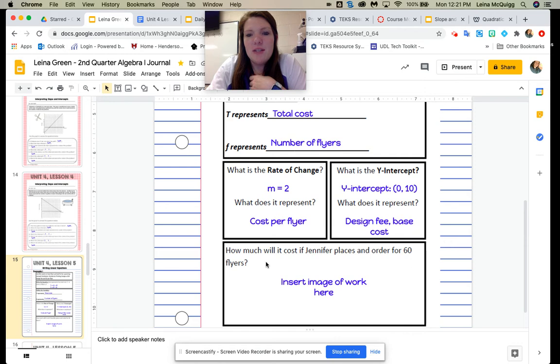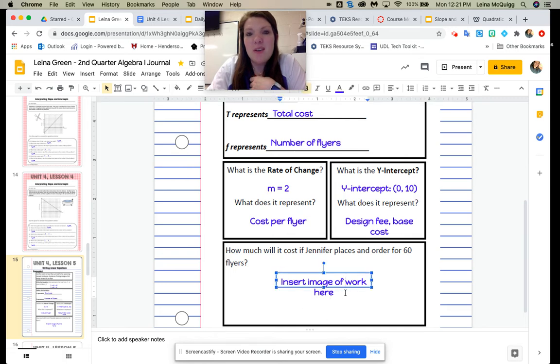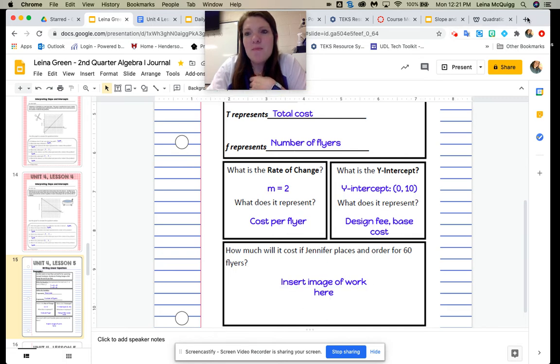All right, so this last question says, how much will it cost if Jennifer places an order for 60 flyers? So you're going to put a picture of your work here. But this is one way we can do this. Let me open up my iPad. I'm not ready again, guys, sorry. One way we can do this is say, well, 60 is the number of flyers we're buying. So that's going to go in place of F. F is going to be 60.